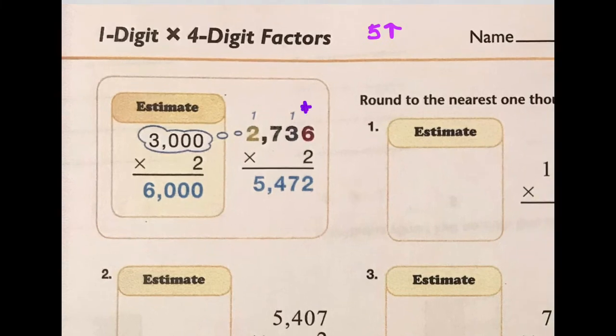We're going to do the ones place first. 2 times 6. 2 times 6 is 12. Carry the 1. 2 times 3 is 6. Plus this 1 is 7. So put the 7 here. 2 times 7 is 14. Carry the 1. 2 times 2 is 4, plus the 1 we carried, which is 5. Again, we are working with thousands, so we want to make sure that we count our spaces in 1, 2, 3, and put our comma.